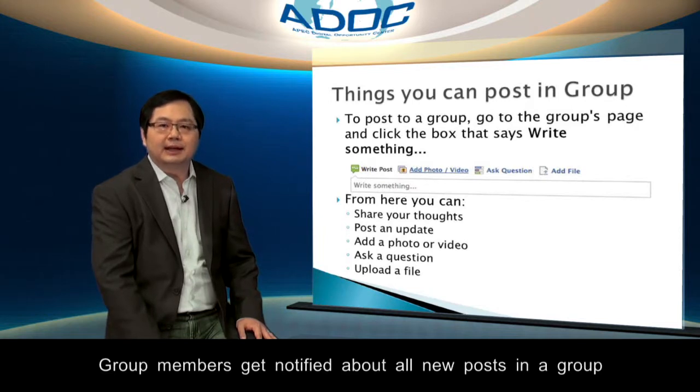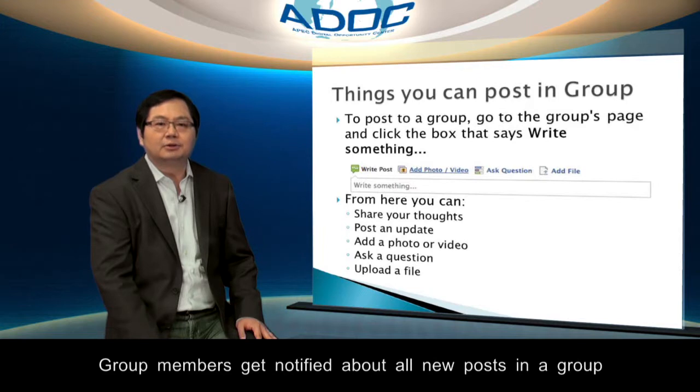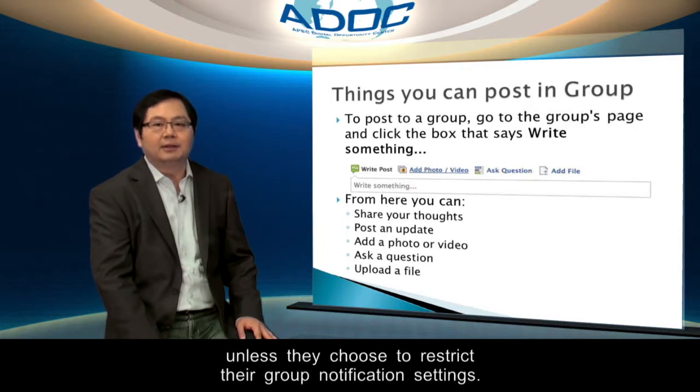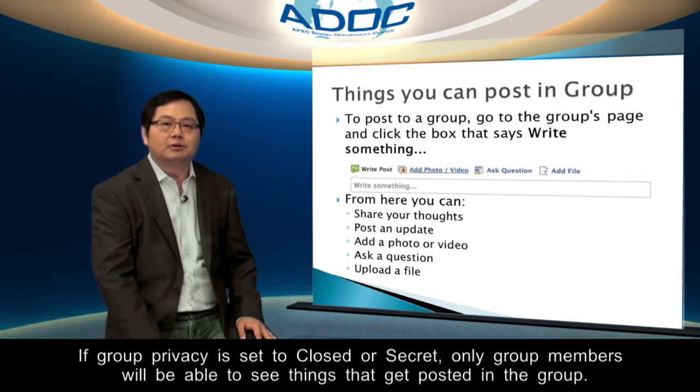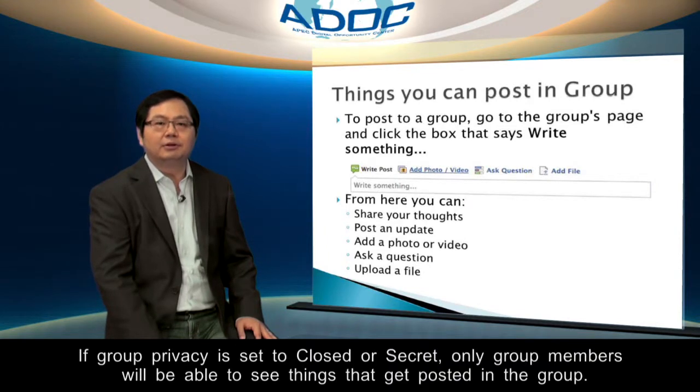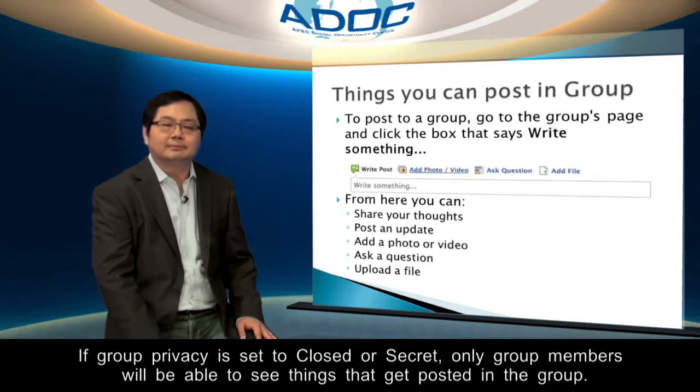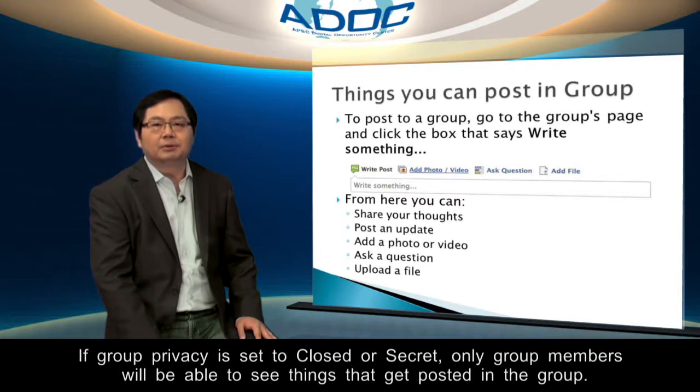Group members get notified about all new posts in a group unless they choose to restrict their group notification settings. If group privacy is set to closed or secret, only group members will be able to see things that get posted in the group.